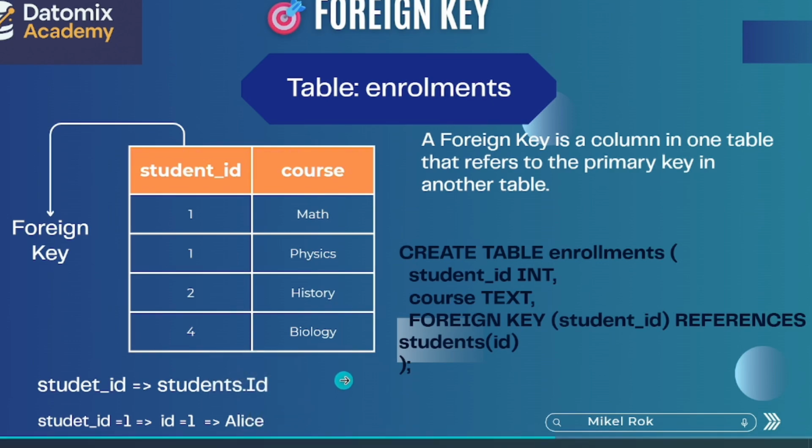Here is how it looks in SQL. When we run our create table statement, we need to provide our foreign key constraint like this. We need to put our main column and we need to put a reference part. This line creates the link between the two tables, enrollments and students.